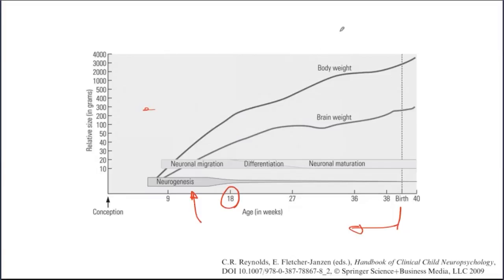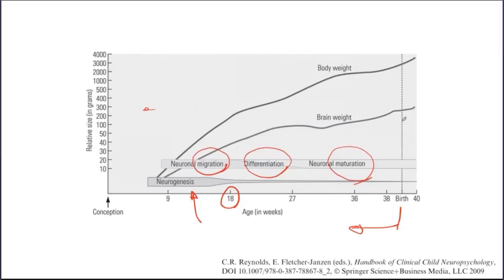So that is what we call neurogenesis, and then we will discuss some other steps regarding the other processes: migration, differentiation, and maturation. We'll discuss those steps in the next slides. So that is the way that we see how the brain is being developed.